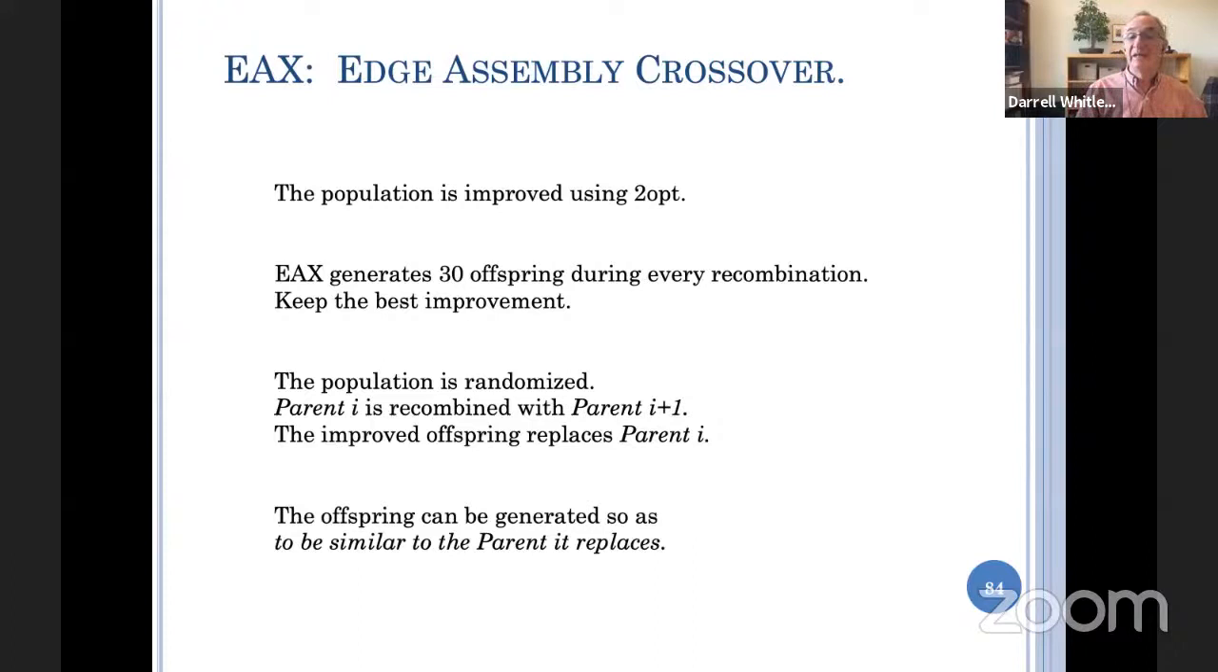The population is randomized. Parent i recombines with its neighbor, parent i plus one. If the offspring is an improvement, it replaces parent i, but the offspring can also be generated so it is similar to the parent that it replaces, which means I lose less diversity that way. So here are some very interesting ideas that don't have selection, don't have mutation, except in as much as the mutation is greedily built into the recombination operator and highly effective.